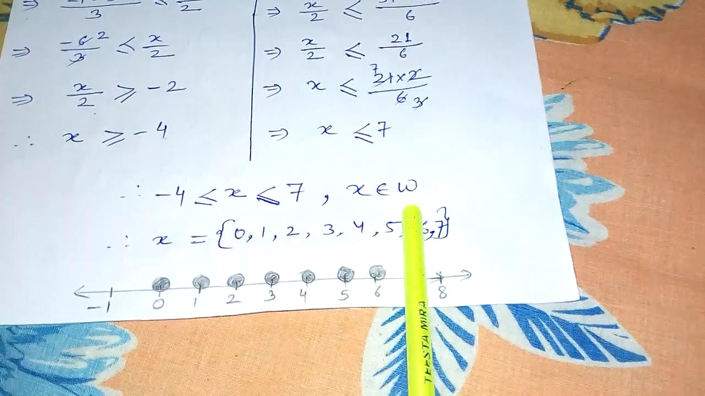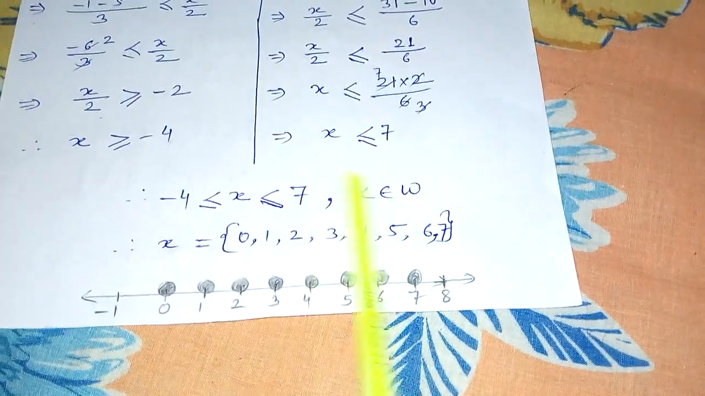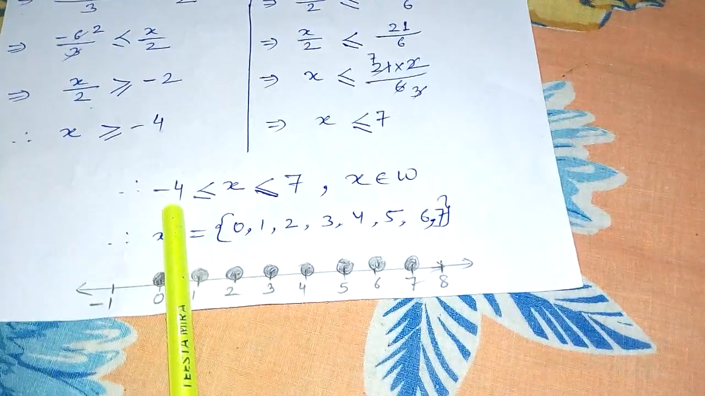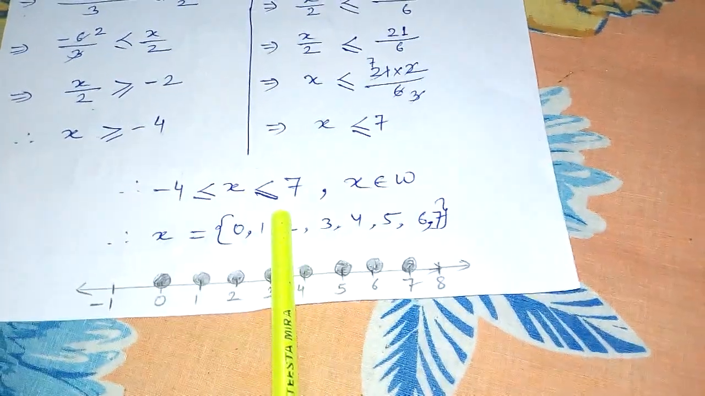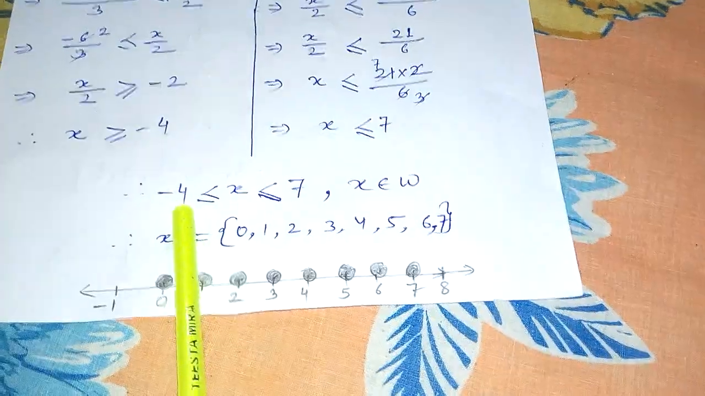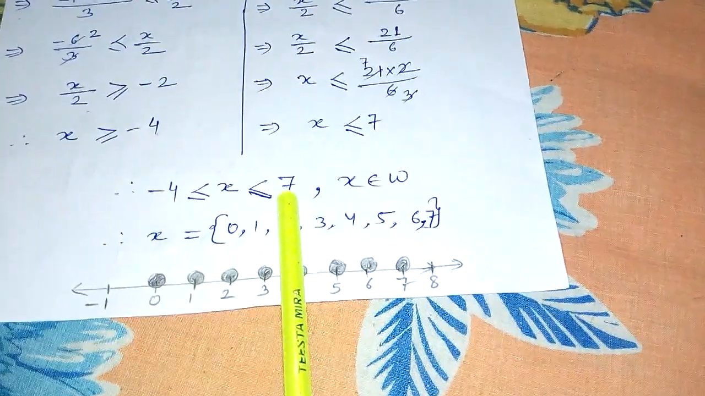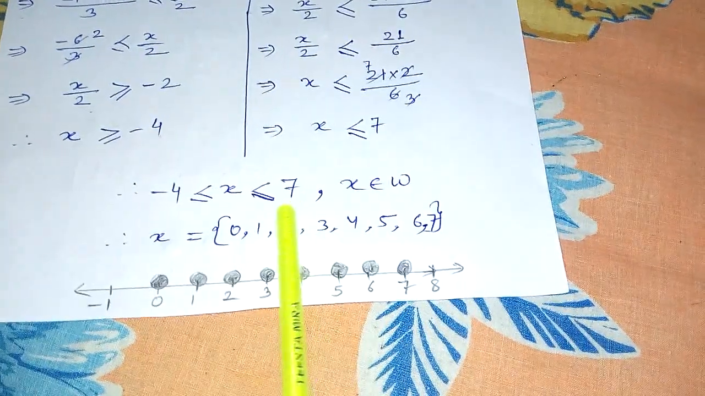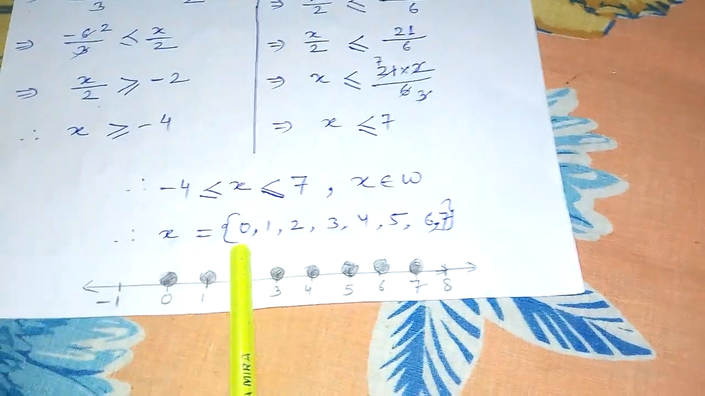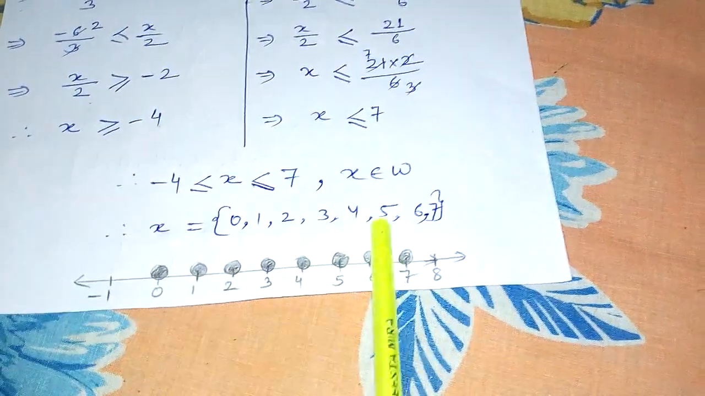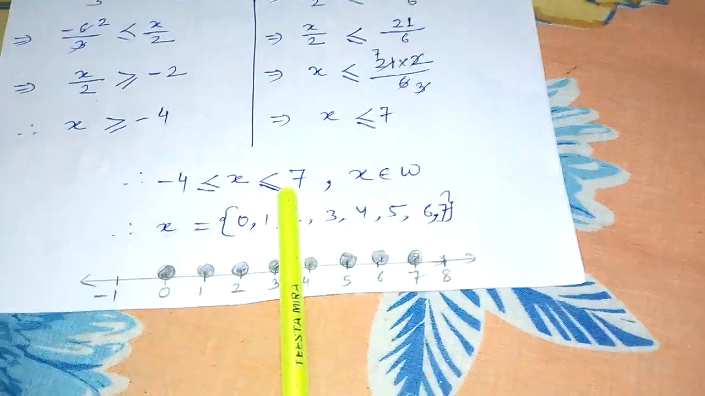Here x belongs to W. W means whole number. So the result says x is equal to minus 4 but less than or equal to 7. That means the value of x is minus 4, minus 3, minus 2, minus 1, 0, 1, 2, 3, 4, 5, 6, 7. But since it is a whole number, we cannot take negative numbers. So our result will be 0, 1, 2, 3, 4, 5, 6, 7, because it is equal to 7.